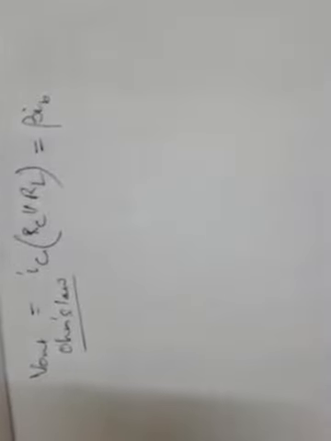Now what is IC? You know from its relation with IB, that is beta IB. From IC we can write beta IB. Beta is AC beta, not DC beta here, because we are considering the AC equivalent circuit. So the beta should be AC beta. So V out is beta IB into RC parallel RL.